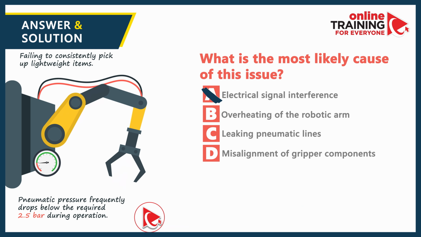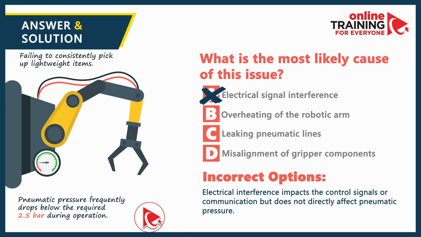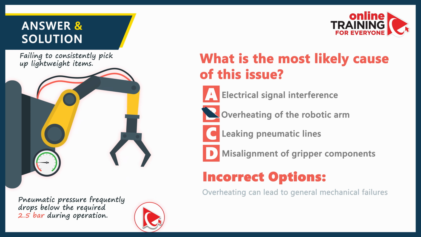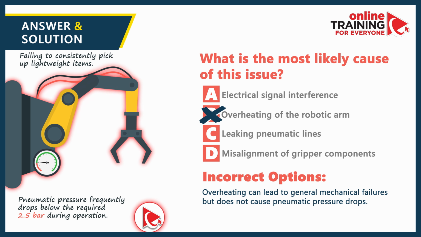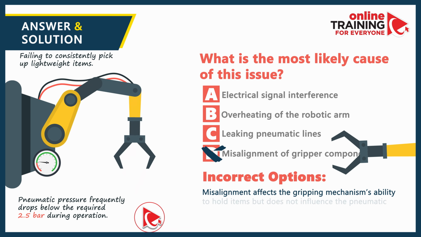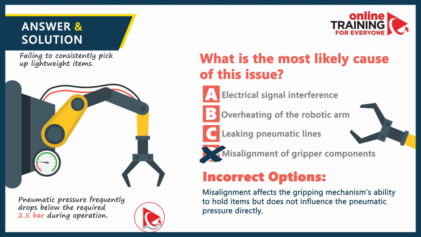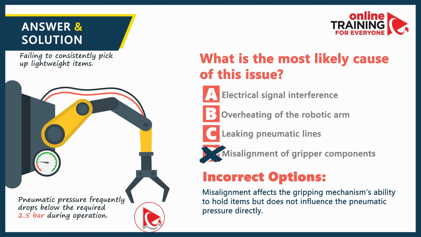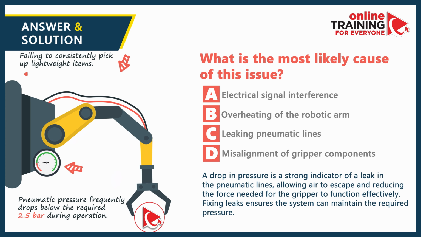This is why choice A, electrical signal interference, is incorrect, because electrical interference impacts the control signals or communication, but does not directly affect pneumatic pressure. Choice B, overheating of the robotic arm, is also incorrect. Overheating can lead to general mechanical failures, but does not cause pneumatic pressure drops. And choice D, misalignment of gripper components, is also incorrect. Misalignment affects the gripping mechanism's ability to hold items, but does not influence the pneumatic pressure directly. What's important in this question is that a drop in pressure is a strong indicator of a leak in the pneumatic lines.